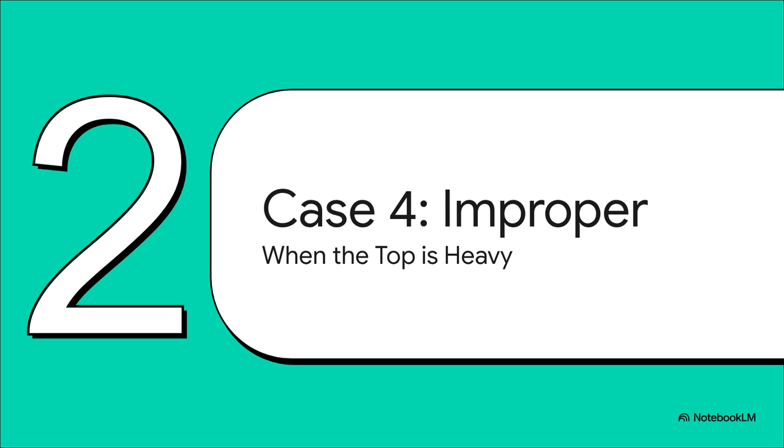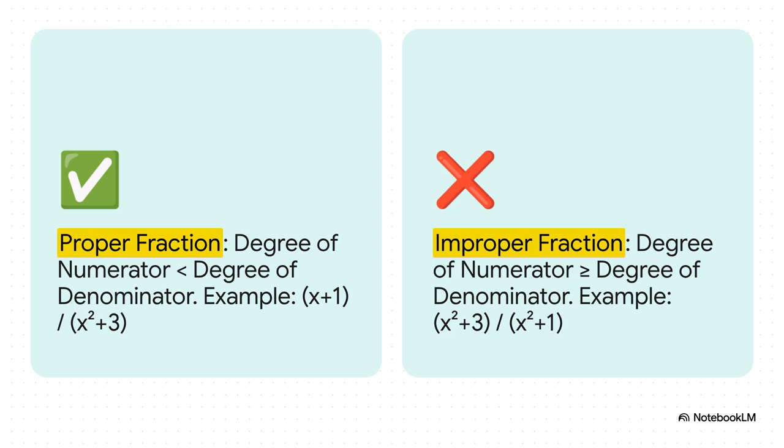Now let's pivot to our second big challenge, case 4. This is all about improper or top-heavy fractions. And what that means is the power of x on top is either the same as or even bigger than the power on the bottom. It's a really easy check, actually.